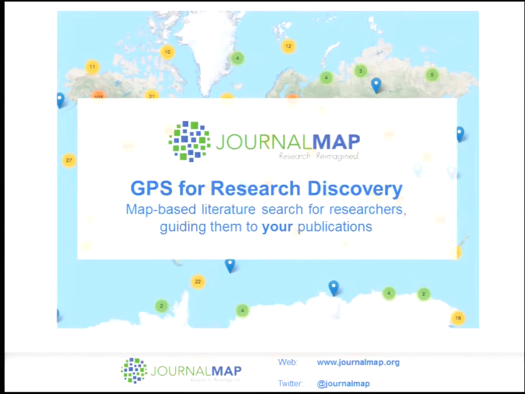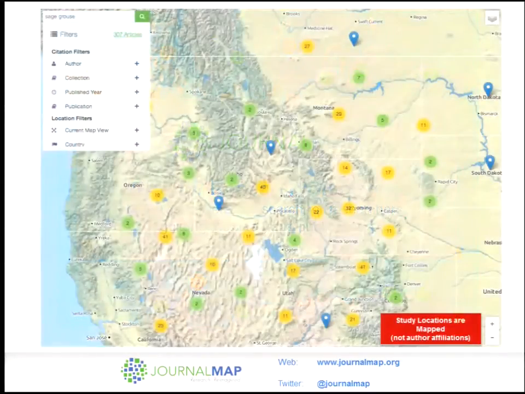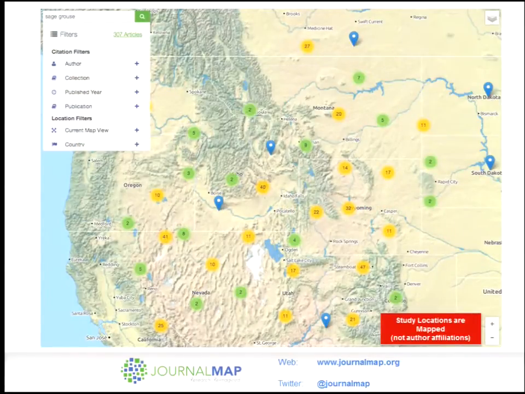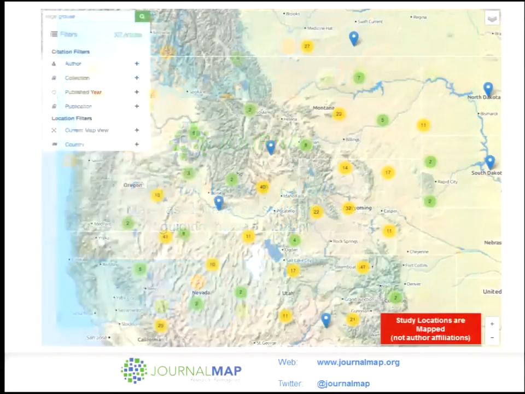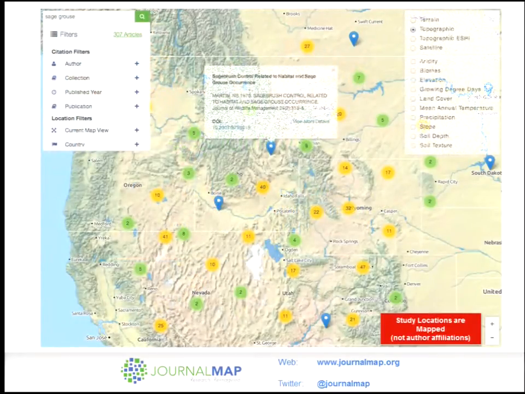So with JournalMap, we have a basic search interface here. You can type in keywords. You can filter it by additional things, you know, biophysical variables, stuff like that. For each of those points, you get some descriptive information. Also, with each of the points, as it comes up, you can link out through the DOI number straight to the publisher's website for that article to get to the full content of it.